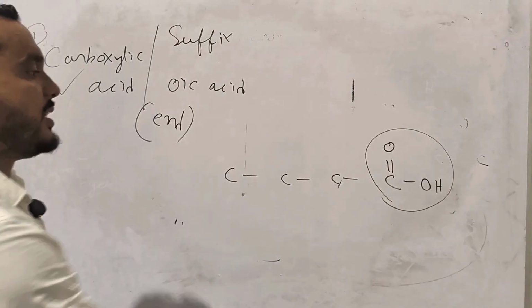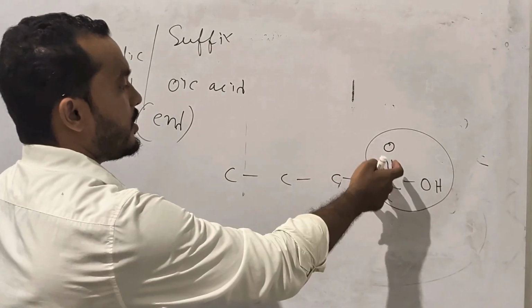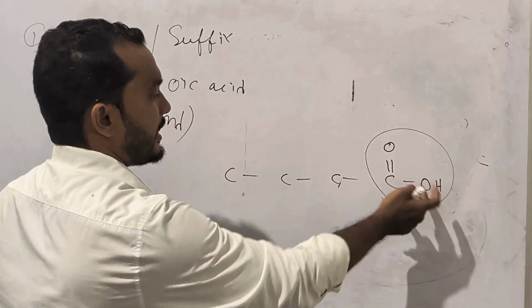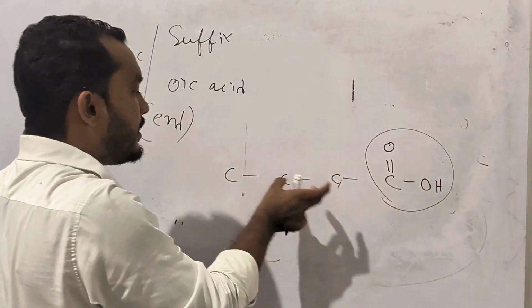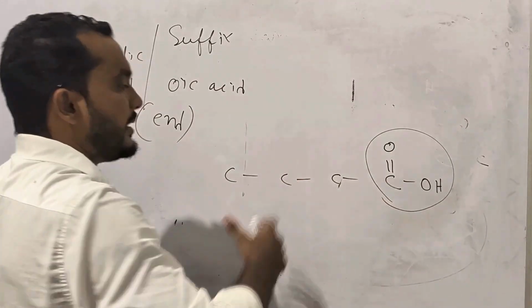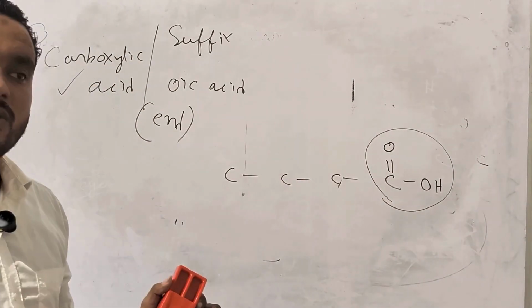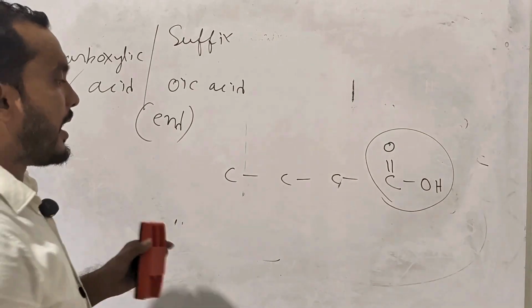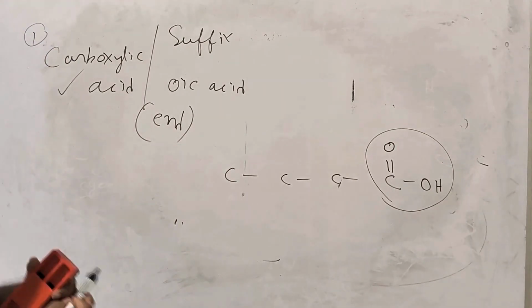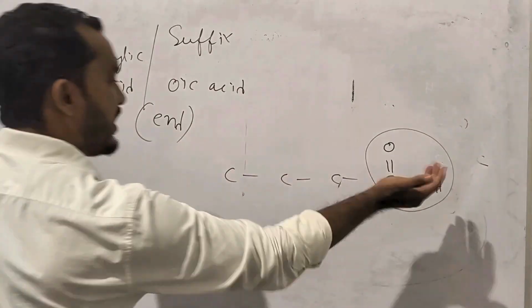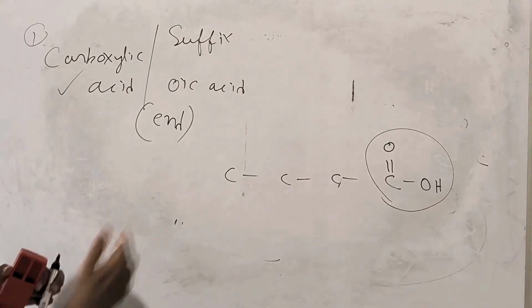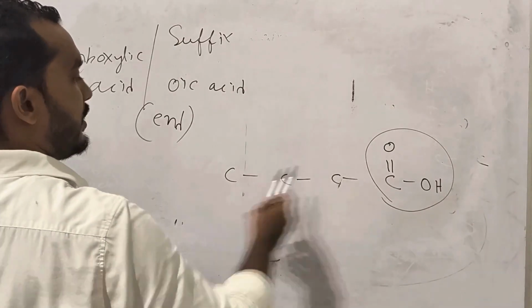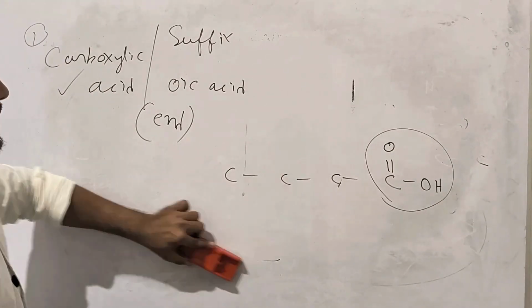It cannot be in the middle. Why? Because it contains two functional groups. If it is placed in the middle, then the tetravalency of the carbon will not be followed. That is why the carboxylic functional group will always be in the terminal portion of the carbon chain.